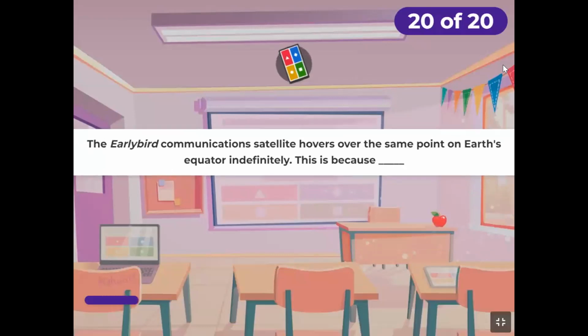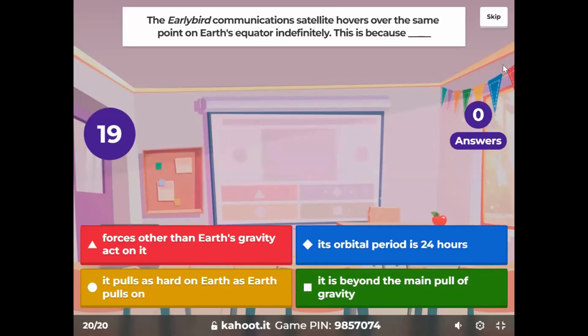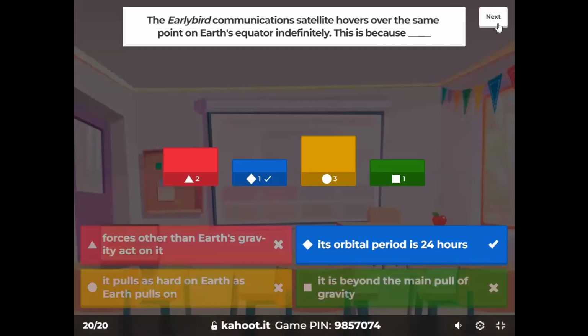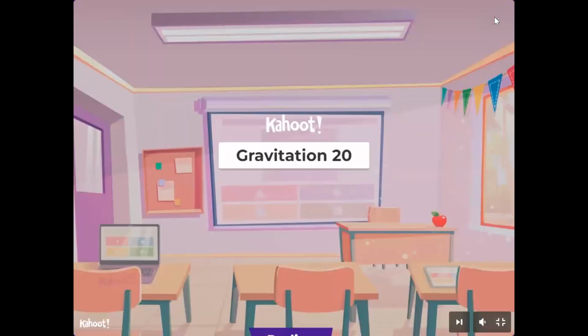And for the win: an early bird communication satellite hovers at the same point above Earth's equator indefinitely. Why? This reminds me of a question we did yesterday. You look up in the sky, the satellite's always there, all day, every day. There's one way to make that happen: park it at a special location where its orbital period is 24 hours. One winner. Guys, that's called geosynchronous. You guys remember geosynchronous from yesterday?